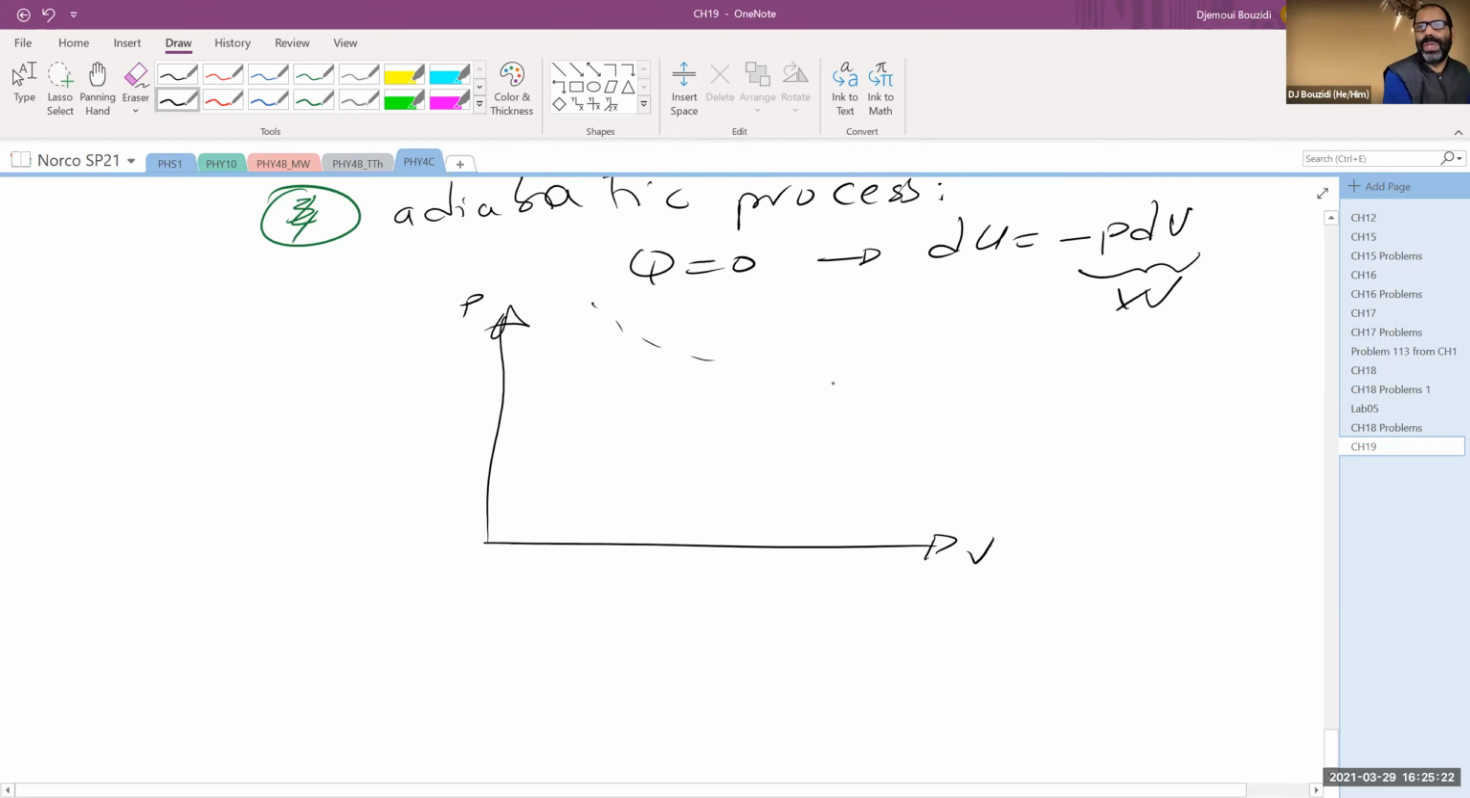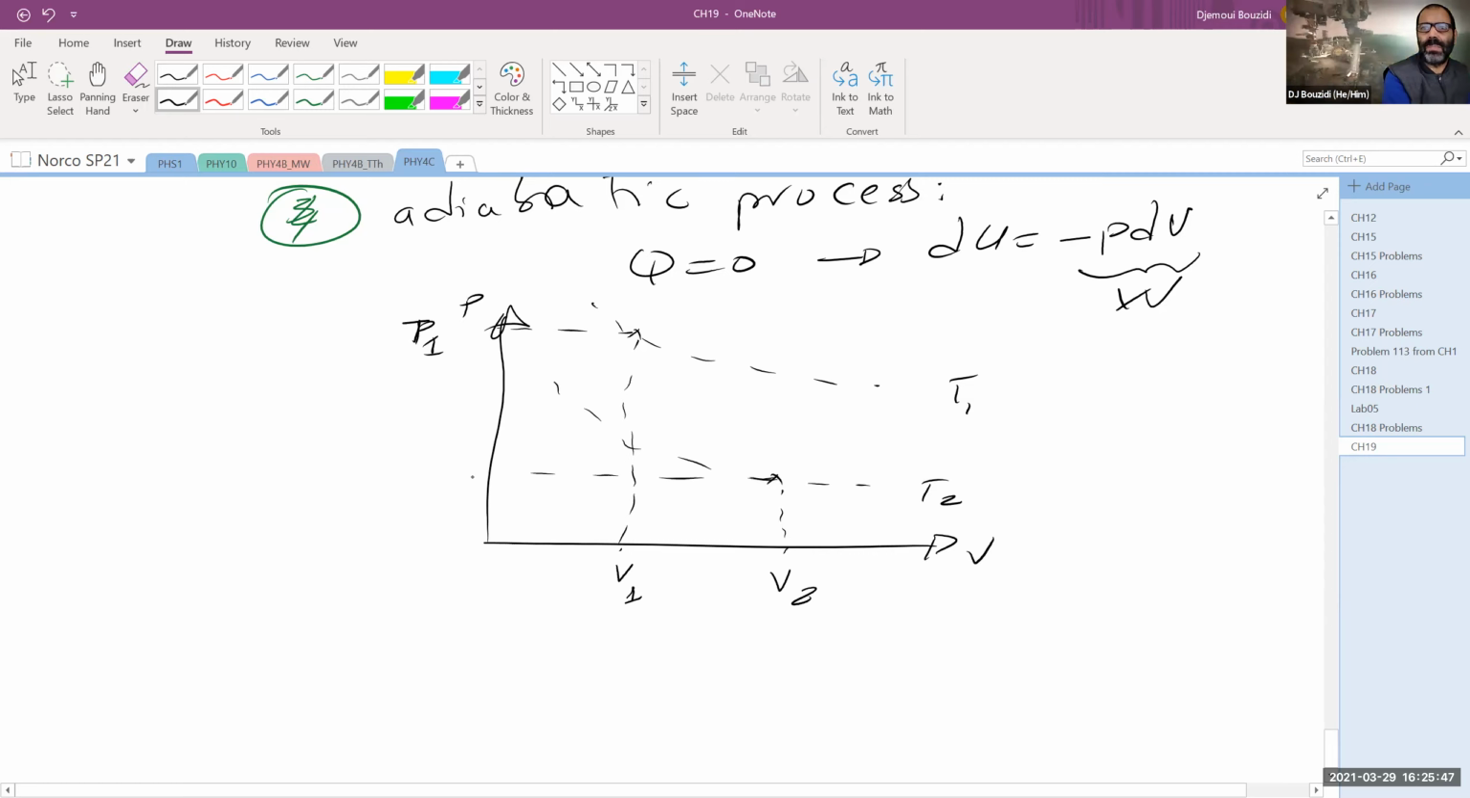So we have a temperature T1, for example, and we have another temperature T2 in here. And the gas goes from the first state, the initial state, which has well-defined values. Let's call it V1 and P1, sitting at temperature T1, and ends up somewhere in here with a different volume V2 at a different pressure P2 with a temperature T2.